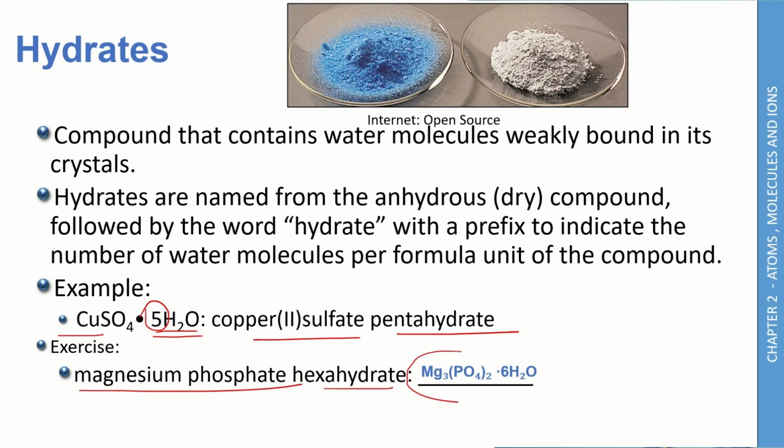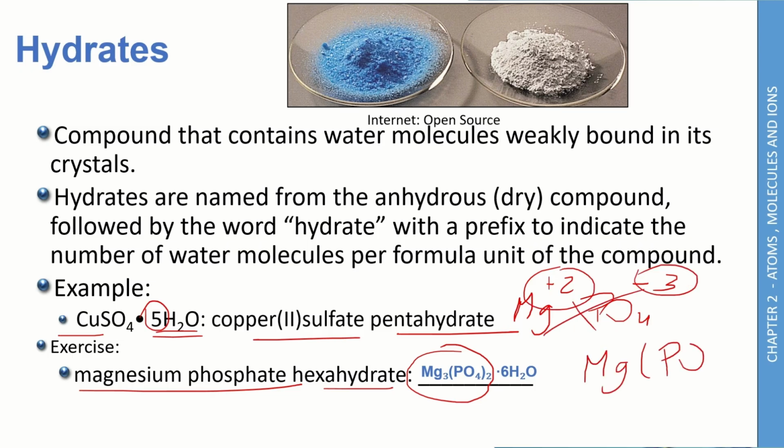So magnesium phosphate x hydrate. I need to write down the formula for magnesium phosphate. So I know the phosphate charge is -3, and magnesium is group 2, so it's +2. When you cross, we need to remember that you're going to use parentheses. I know that you will not forget, but I keep repeating for you, right? So the 3 comes here and 2 comes over here. So magnesium phosphate x 6 water, so dot 6 water.